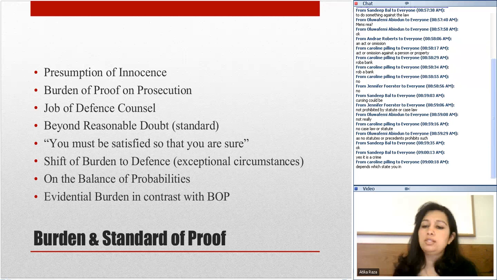If the jury thinks that the prosecution has proven their case beyond a reasonable doubt, they can convict. Otherwise, they will have to acquit. If they think that they have not proven their case, they cannot convict.